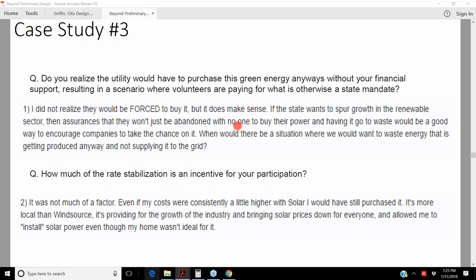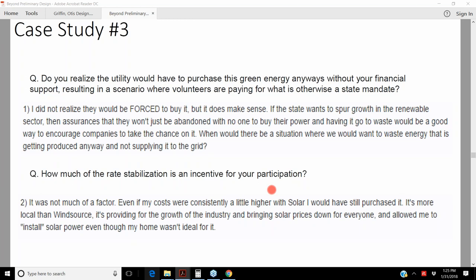So stop being so polarizing, and I just want to work together and help this project come out of the ground. Okay, fair enough. How much of the rate stabilization is an incentive for your participation? That 13-cent rate with a little bit of an adder is locked in over 25 years.